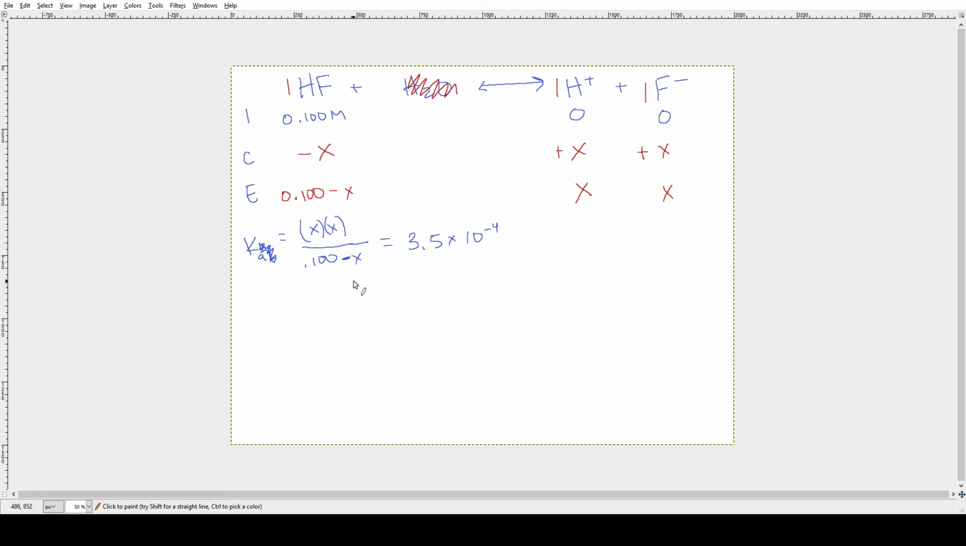Okay, so that means that I have x squared over 0.100 minus x is equal to 3.5 times 10 to the negative fourth. Okay, I'm going to rearrange this. I have x squared equals 3.5 times 10 to the negative fourth times 0.100 minus x. I'll distribute that. I'm going to distribute and I'm going to rearrange and set it equal to 0. So I have x squared equals 3, oh, I didn't rearrange it like I said I would. I'll just do it more slowly. We don't need to rearrange yet.